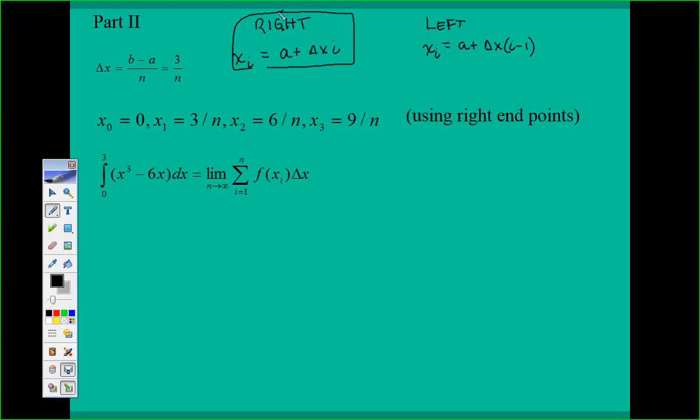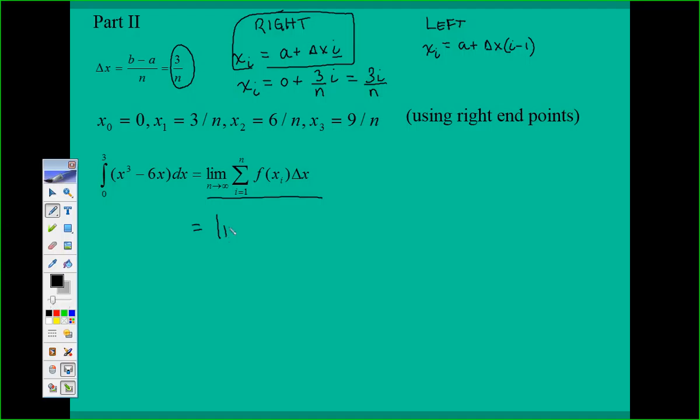So to find our x sub i, our starting point is at 0, so we'd have 0 plus, here's our delta x, 3 over n, times our i. So this is just 3i over n if we're using the right endpoint. So now let's plug this information into our Riemann sum.